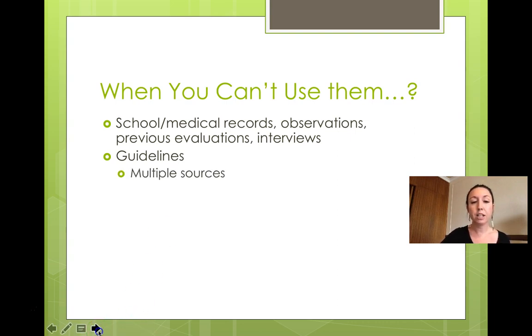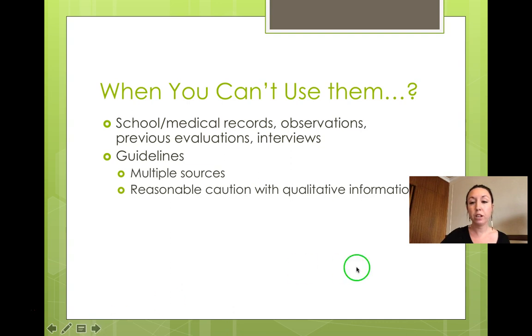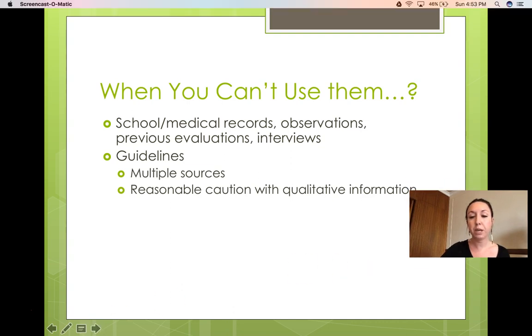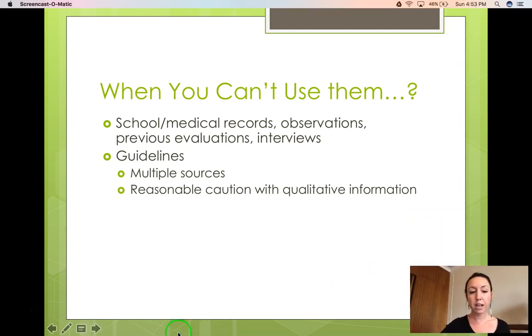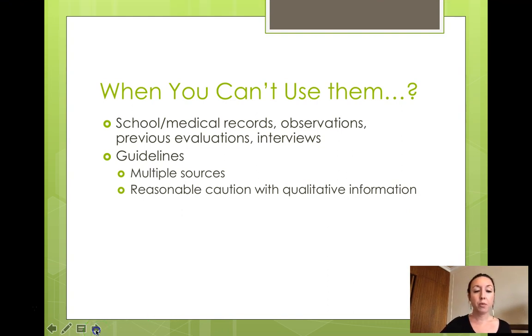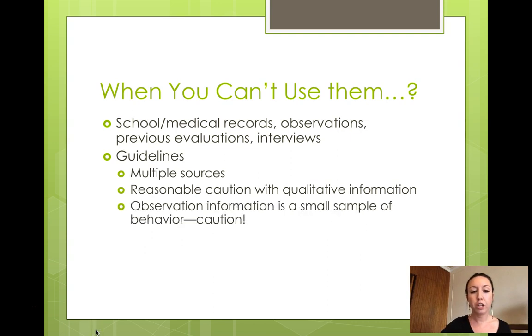Some general guidelines, though, when you cannot use adaptive behavior measures, is to make sure you use multiple sources, so as many individuals as possible. Again, you're measuring qualitative information, so it should be interpreted with caution. And remember, anytime you do an observation, that represents one sample of behavior of that person at that point in time. So make sure you get multiple observations.